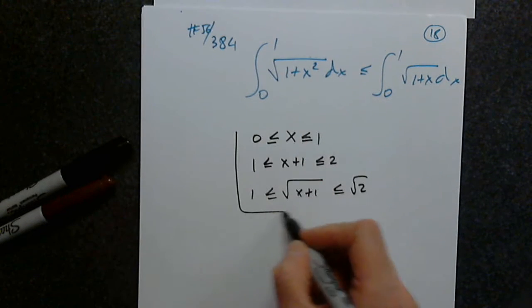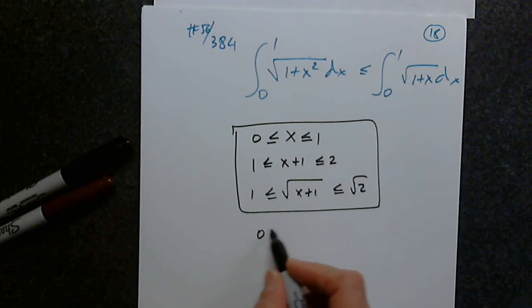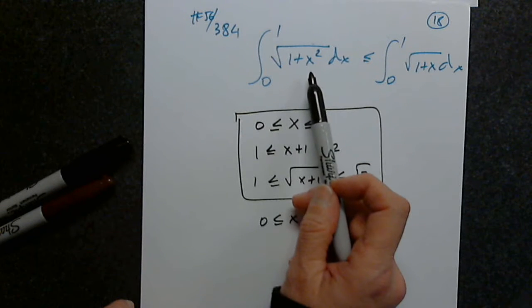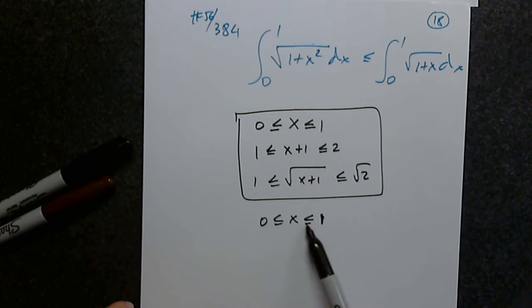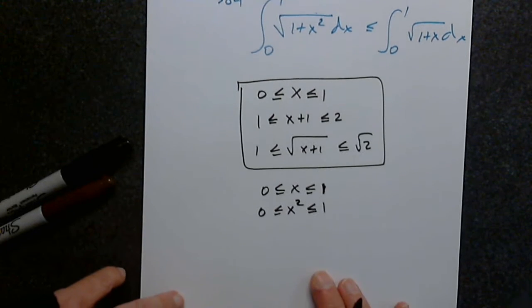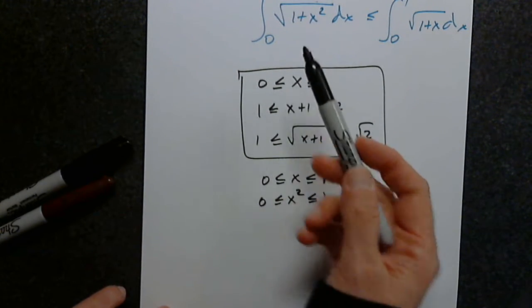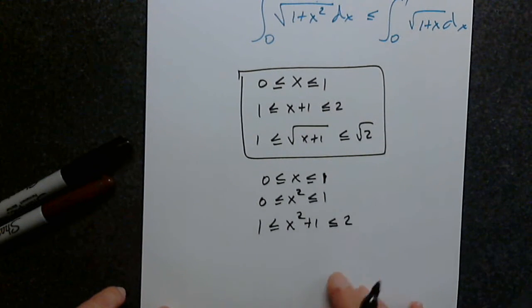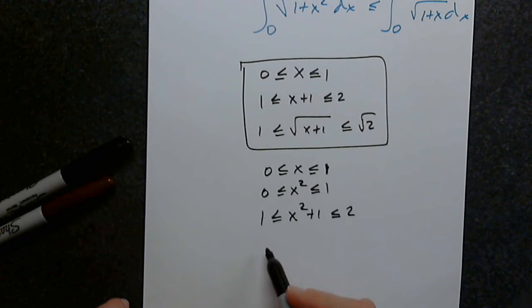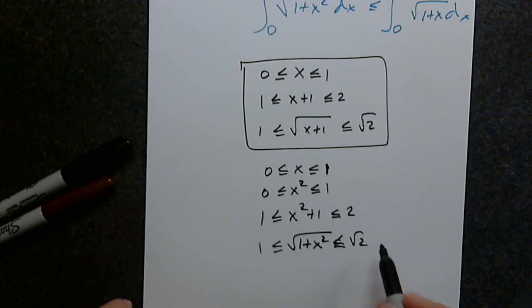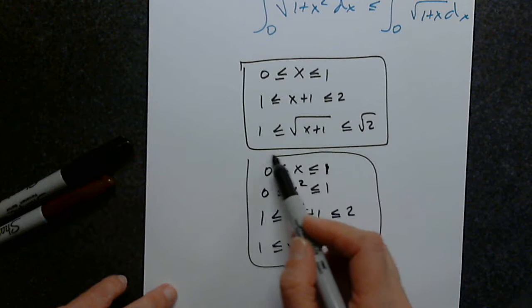I start again, so this is one piece. I start again with x between 0 and 1. But this time I want to build an x squared. These are positive numbers. So when I square, I still get this. And of course, I'm not ready yet. I have to add 1 to all three sides. So 1 less than or equal to x squared plus 1 less than or equal to 2. And now I'll take the square root to get this. I'm going to write it as is written there, less than or equal to the square root of 2. So this is the other piece.